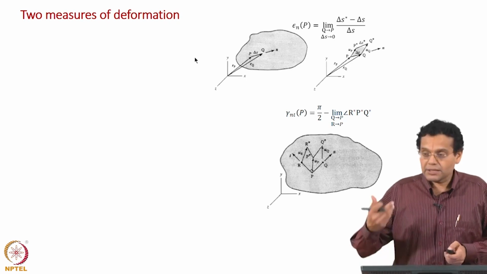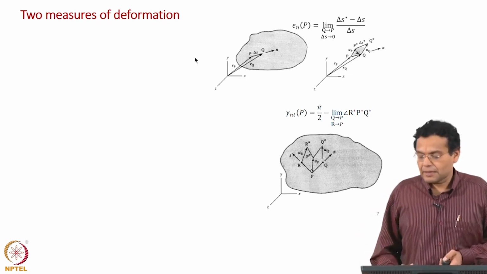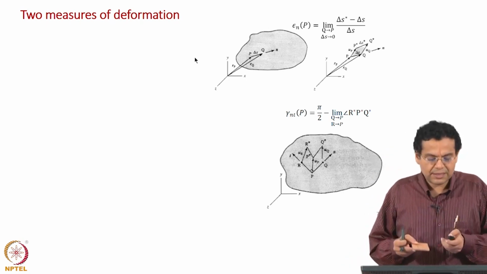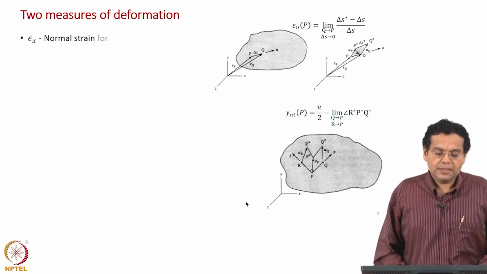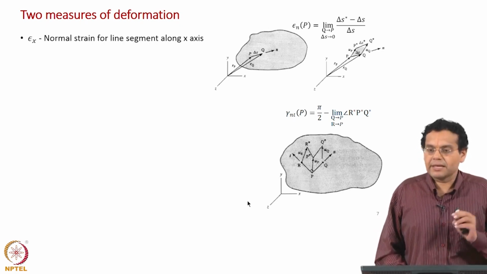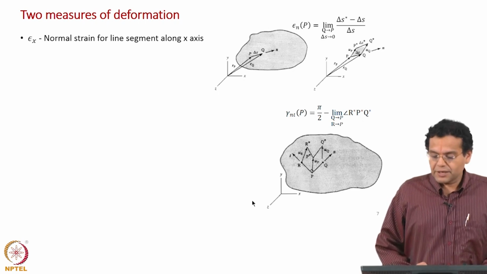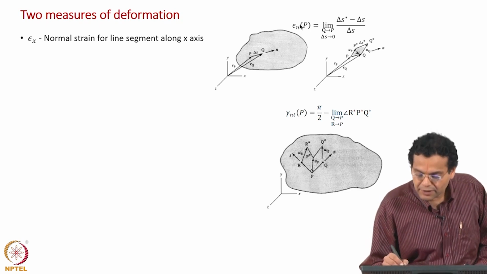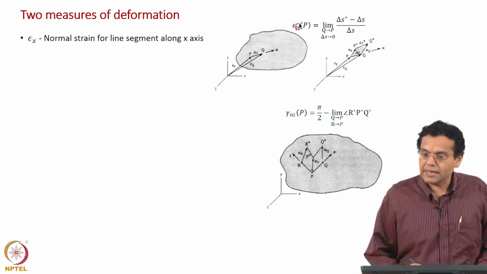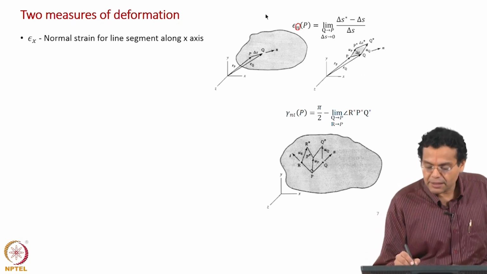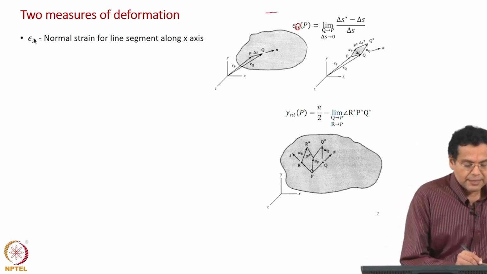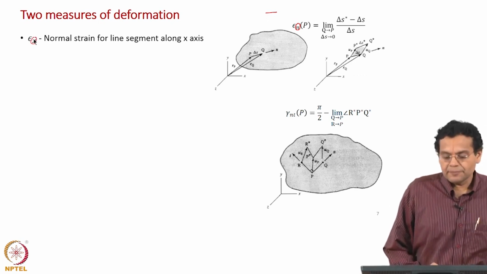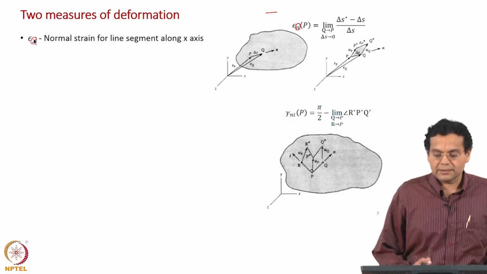But what we are going to use subsequently are line elements which are along the x axis, along the y axis. So let us write down the normal strain for a line segment along the x axis. This is the definition for a line segment along any direction n. Our line segment now is along the x axis, so replace n with x. So epsilon x represents normal strain for a line segment along the x axis.